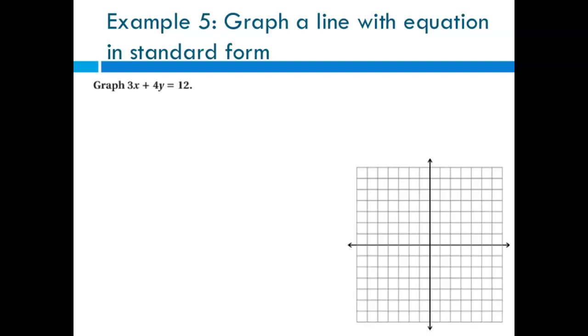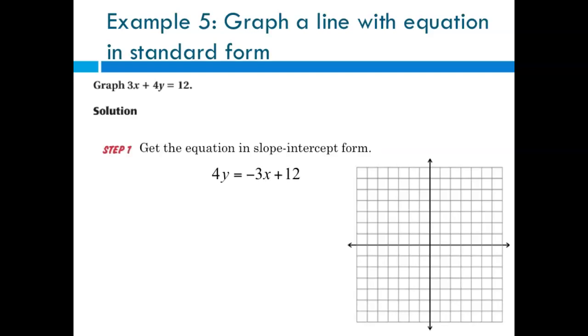So let's start off by remembering slope-intercept form is y = mx + b. So we're trying to get y by itself. So we're going to subtract the 3x over to the other side. So we have 4y = -3x + 12. And to get y by itself, we'll divide everything by 4. So we end up with y = -3/4 x + 3.